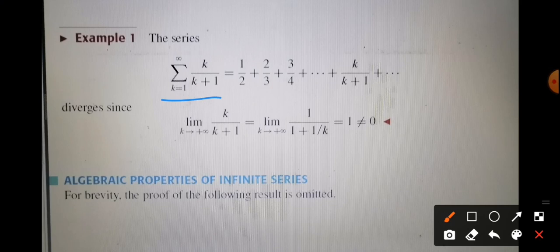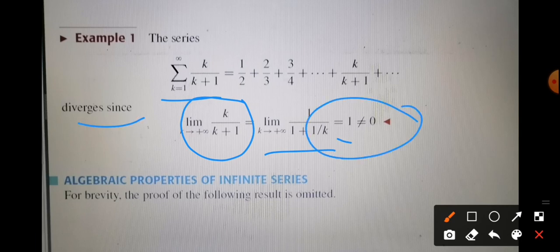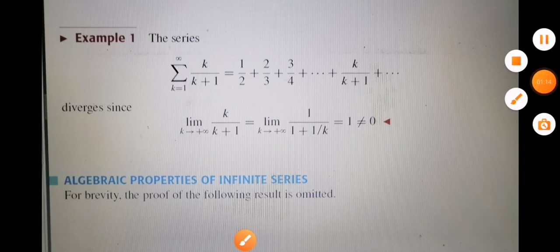So when we apply the divergence test, we are going to apply the limit on the general term. We have to divide the numerator and denominator by k. So we get limit k approaches infinity of 1 plus 1 over k, or you may apply L'Hopital's rule as well. The answer is equal to 1, which is not equal to 0. So the series will diverge in this case.